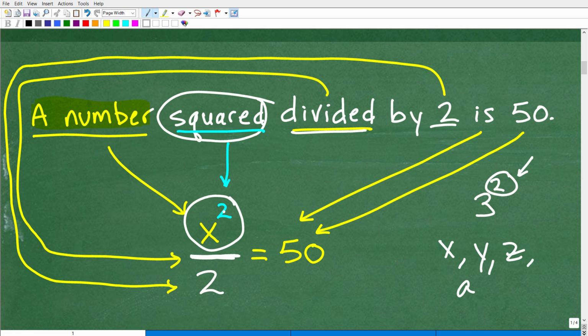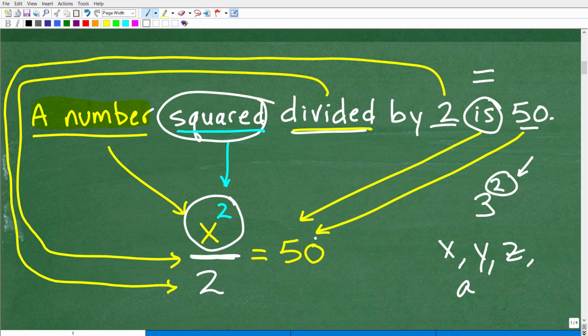So if we just focus in, a number squared divided by 2, then we have this word is. Anytime you see the word is in mathematics, that's the equal sign. Is equal to, or is. So that's why I got my little equal sign here. Is equal to what? 50. All right, let's just review this real quick. A number squared, so x squared, divided by 2, so x squared divided by 2 is 50.